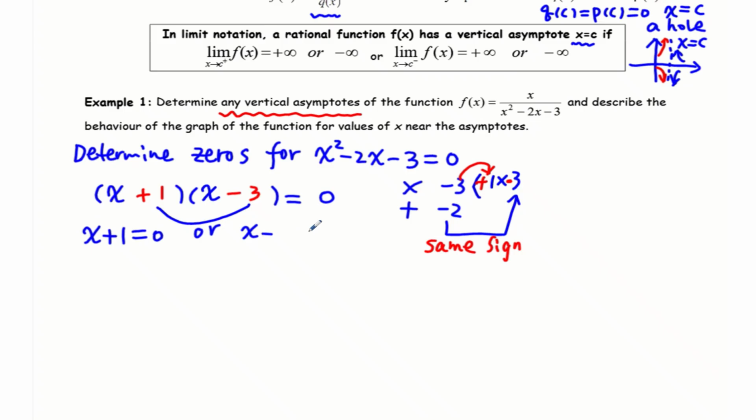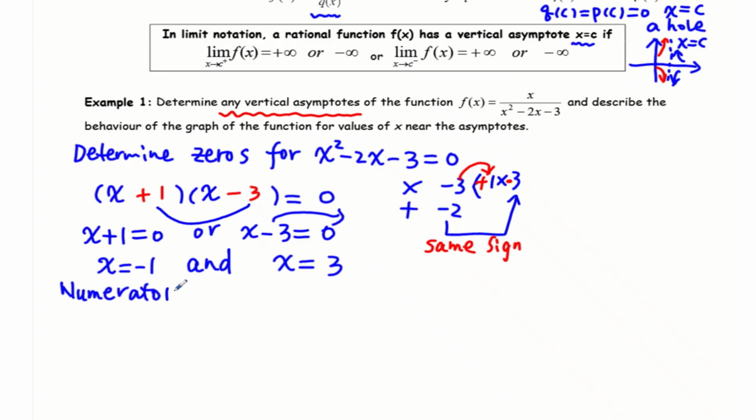So x plus 1 equals 0, or x minus 3 equals 0. Solve it: move the positive 1 to the other side, we have negative 1. Then move the negative 3 to the other side, using the opposite operation, plus 3. So we have two zeros. And for these two zeros we want to check whether the numerator is 0 or not. So for the numerator, we want to solve for zeros.